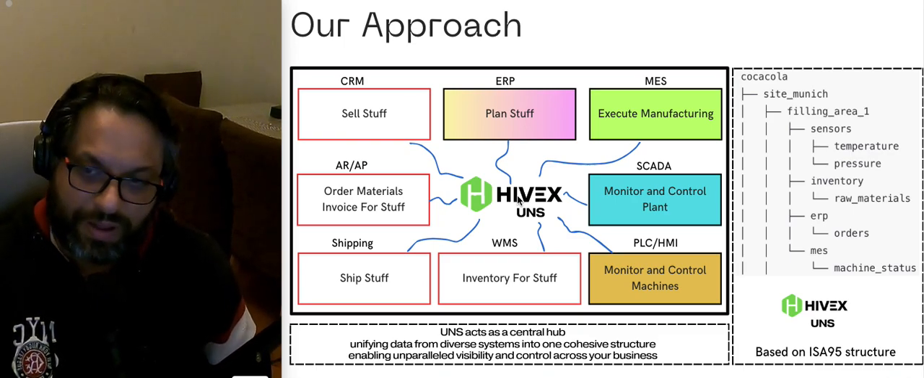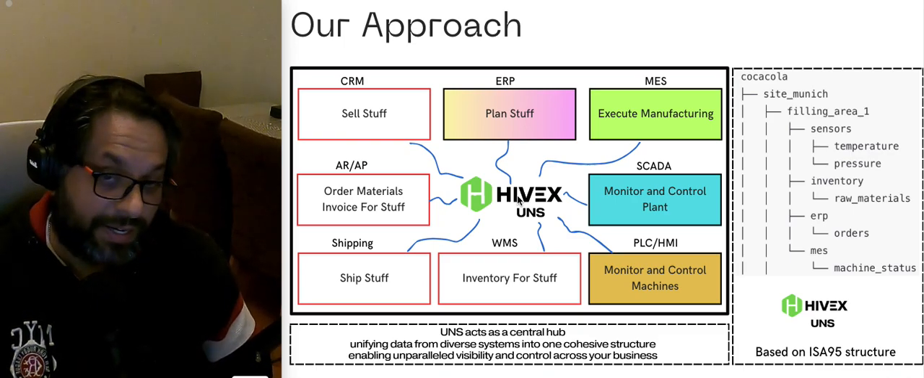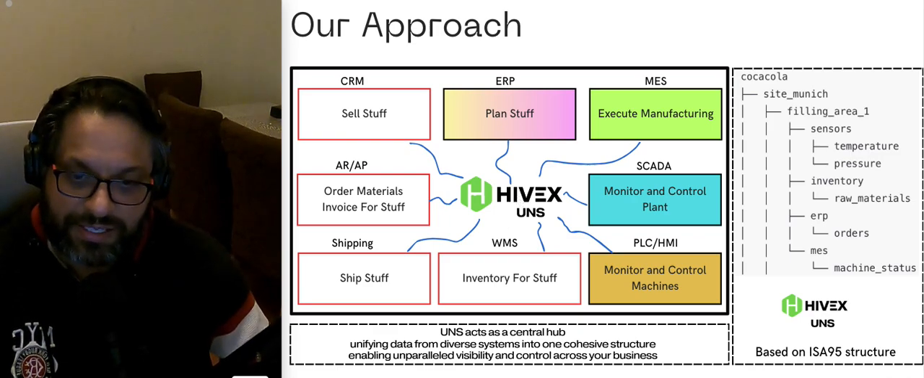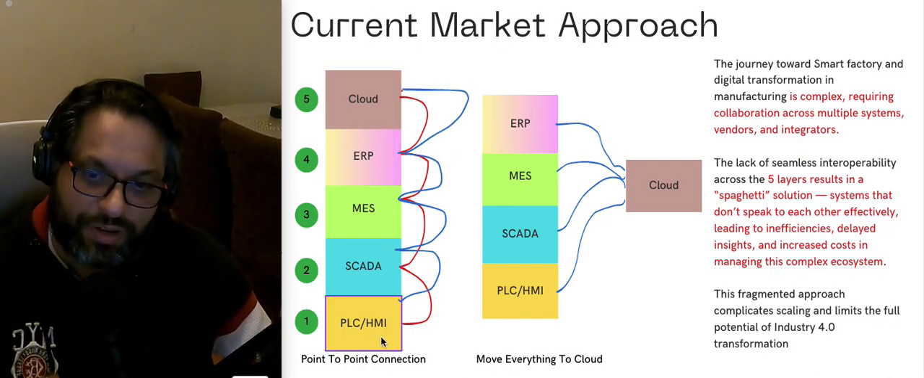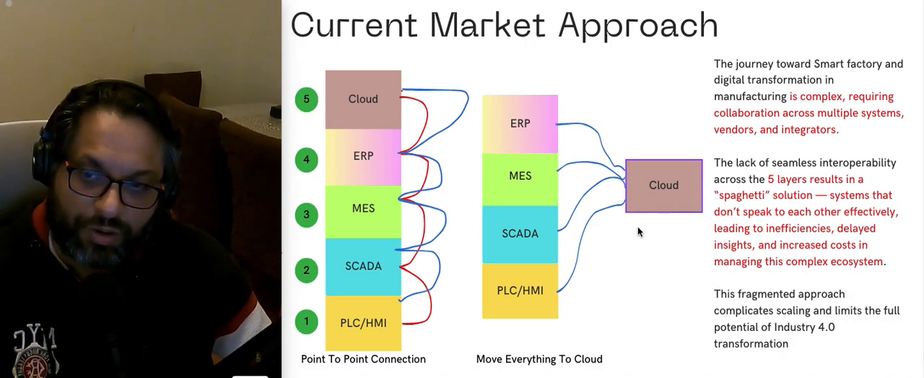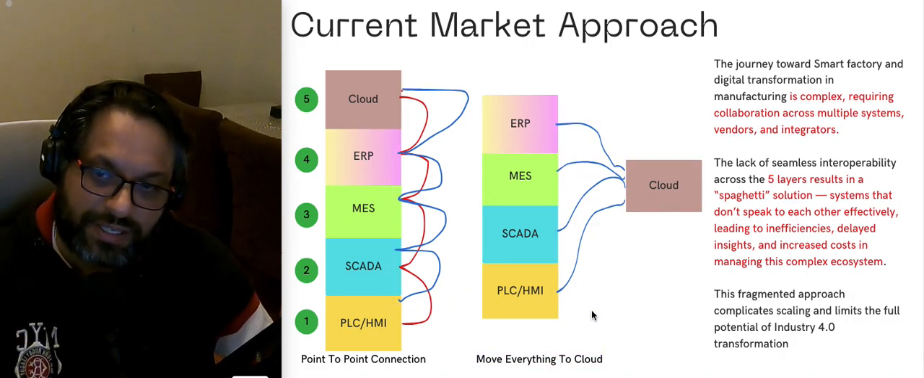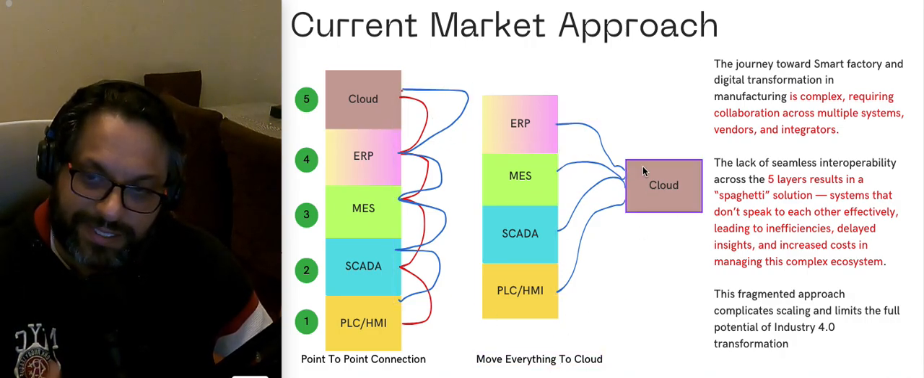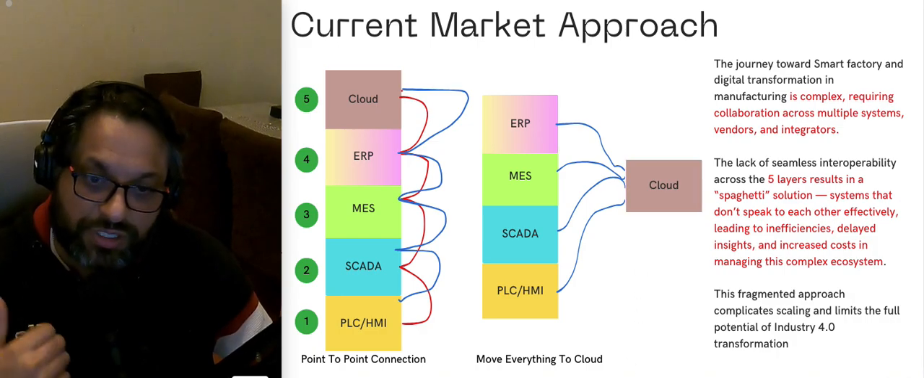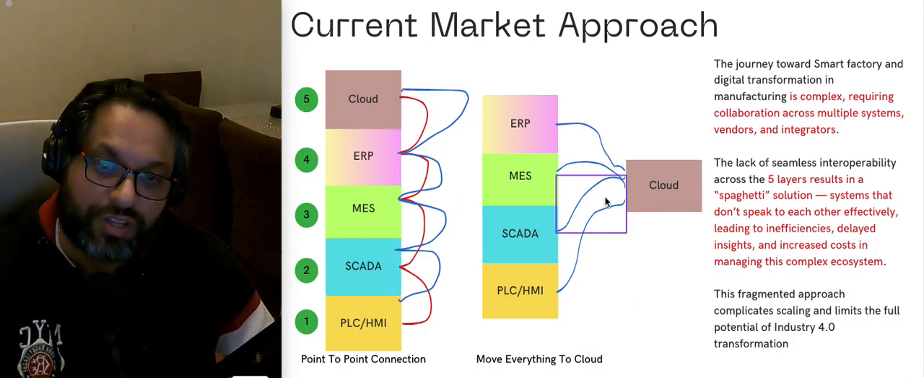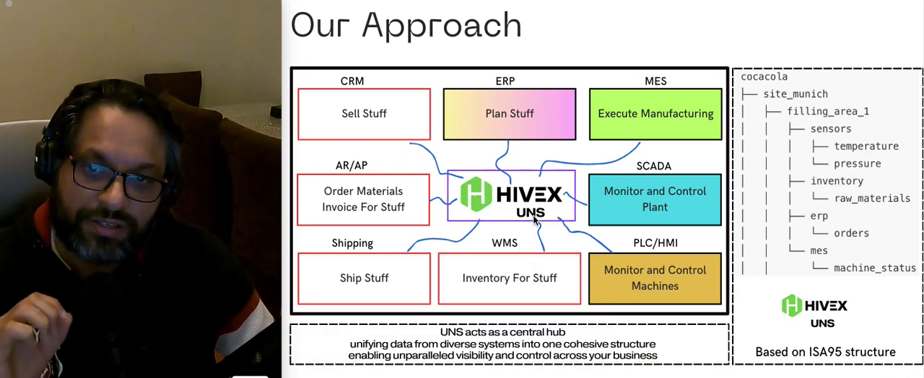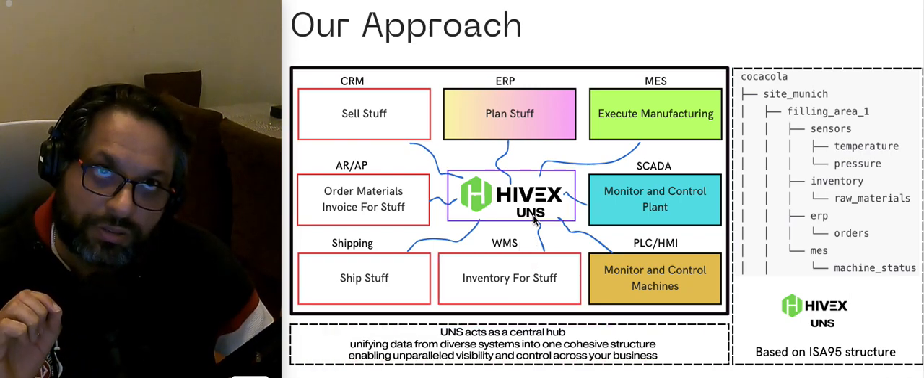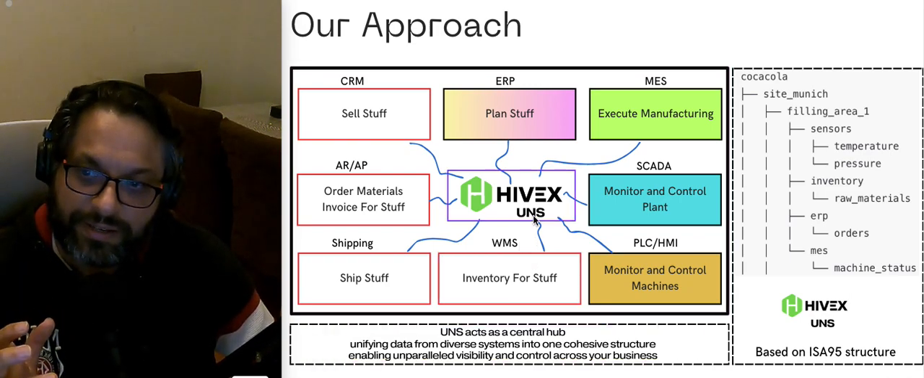So what we have built is basically Industry 3.0 and the approach that I discussed earlier. If I go to the current market solutions, where you have point-to-point connection and move everything to cloud, one of the key things missing in both of these approaches is the data strategy, and that's why the majority of these approaches fail. So the key challenge in Industry 4.0 is the data.